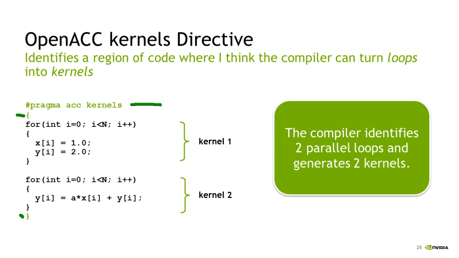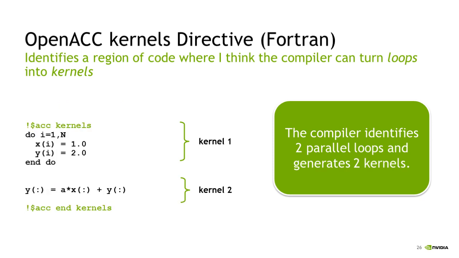Now, it does look a little different in Fortran, so I want to highlight this for the Fortran programmers. Here we have a starting ACC kernels and an ending ACC end kernels. That's because until recently in Fortran, we didn't have something similar to the curly braces to show blocks. It's also worth mentioning that if you're a Fortran programmer, ACC kernels will parallelize array syntax. So if you have array syntax in your code, you can still use ACC.